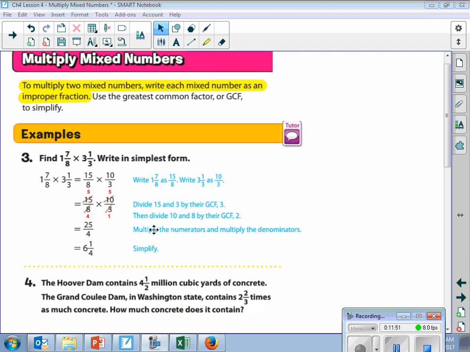And then with the 15 and the 3, the GCF is 3. So we're going to divide a 3 into 15 and 3. So 3 divided by 3 is 1, and 15 divided by 3 is 5. And then we'll just multiply straight across. So 5 times 5 is 25, and 4 times 1 is 4. And then we'll change that improper fraction back to a mixed number.